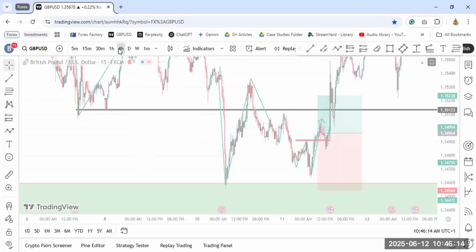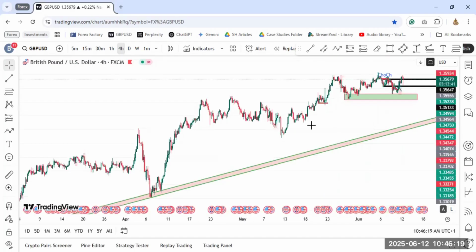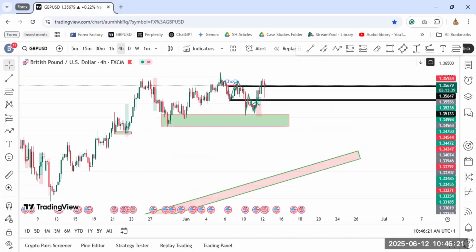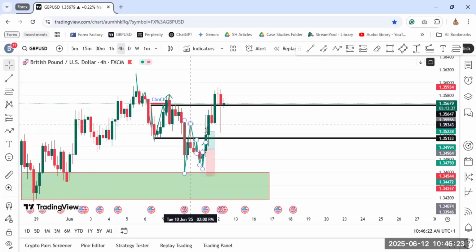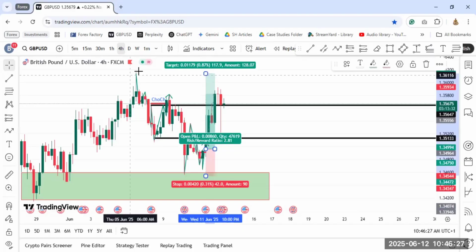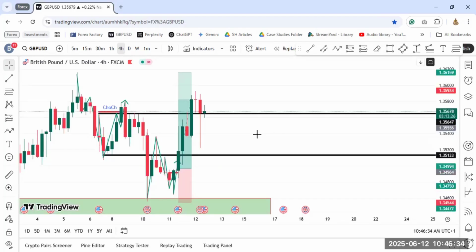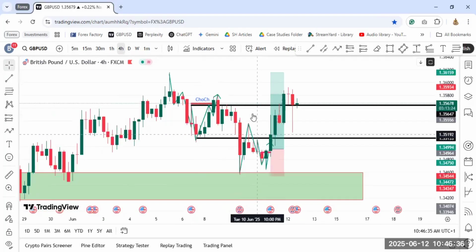So let me go back to the 4 hours time frame. Now your next target is going to be to clear this high, this particular high that was formed. So you want to clear it. That is how you trade these things. So I expect that this market should go to clear this.